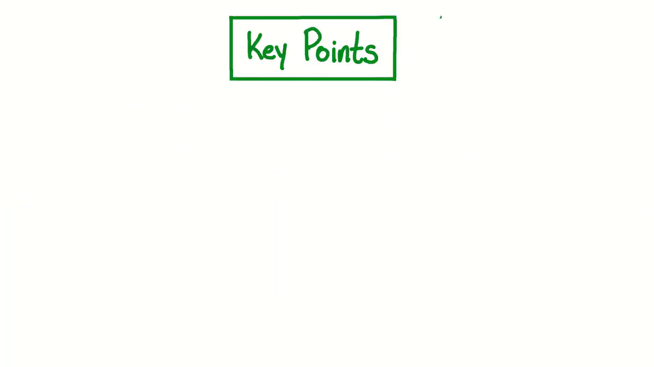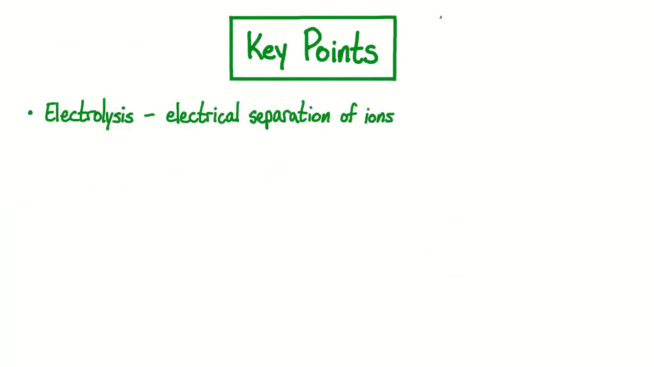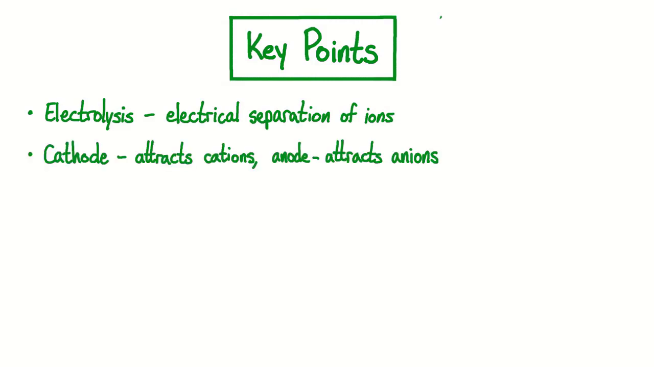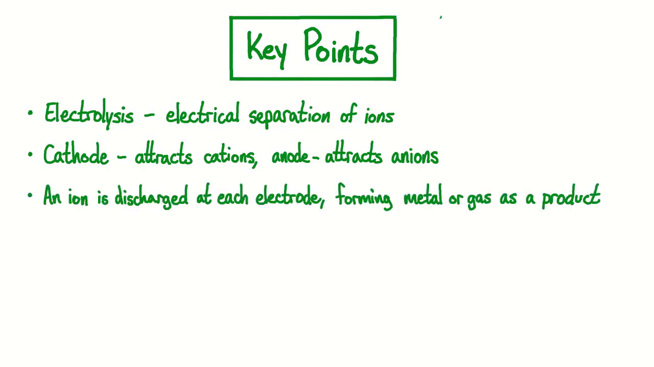Now that we've learned about the electrolysis of salt solutions, let's review the key points of the video. Electrolysis is the electrical separation of ions. During electrolysis, there's a battery connected to two electrodes. The negative cathode attracts the positive cations from the salt solution. Meanwhile, the positive anode attracts the negative anions. After ions are drawn to each electrode, they are discharged, or removed from the solution.